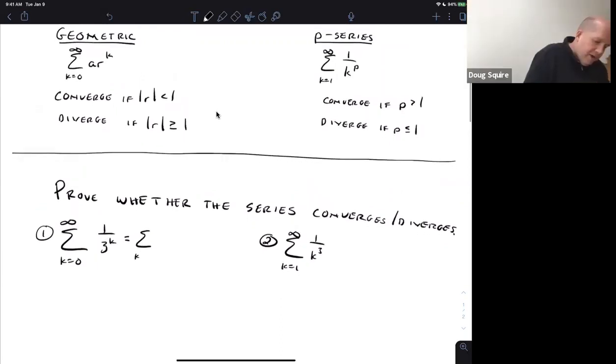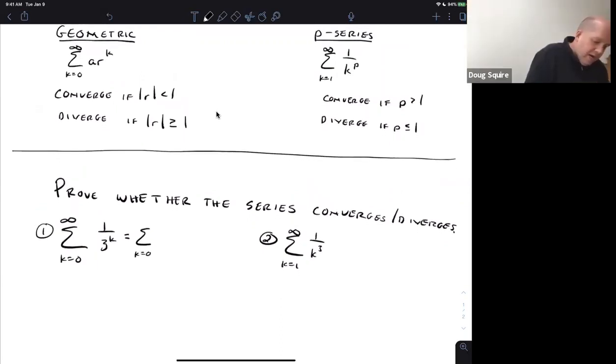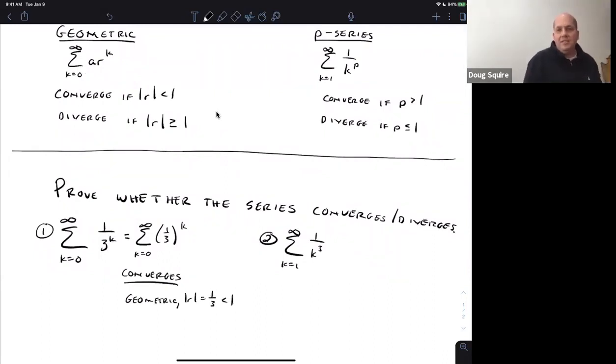The first one's a geometric series because you can rewrite this as the sum k equals 0 to infinity of 1/3 to the k. So our quick proof is that this converges. We know that it converges because it's a geometric series. The absolute value of r is 1/3, and what's significant about that is that it's less than 1. Does that make sense to everybody? All right, we can find the sum on a geometric series. We did that before, and we're not going to focus on how to find the sum right now, but we could do that.